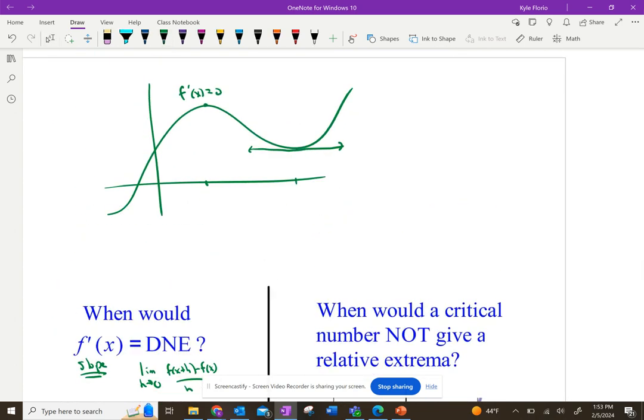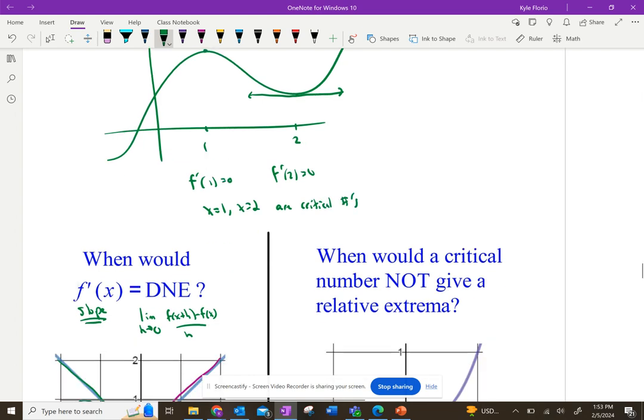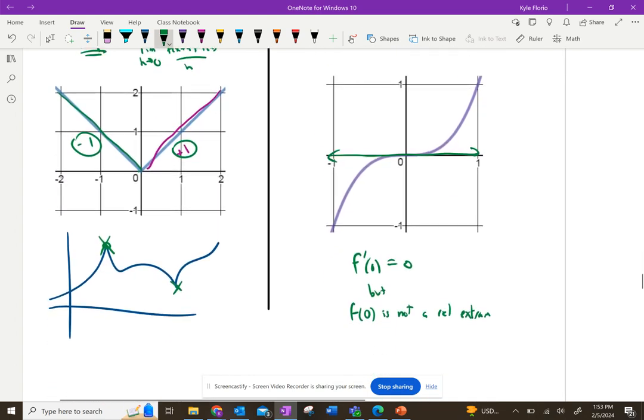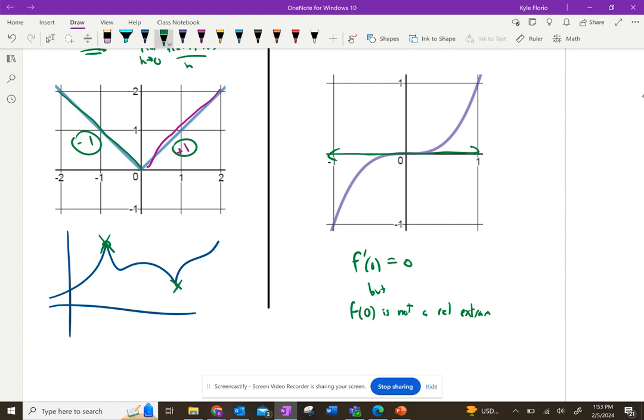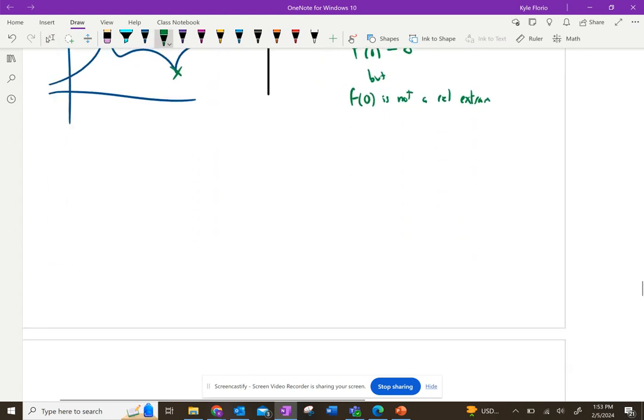Whereas, say this was the point, I don't know, 1 and 2. The slope at 1 is 0. We have a horizontal tangent line. And the slope at 2 is 0. We have a horizontal tangent line. So x equals 1 and x equals 2 would be critical numbers. All right, but just because we have a critical number, we could have this situation where we don't necessarily have a max or a min.